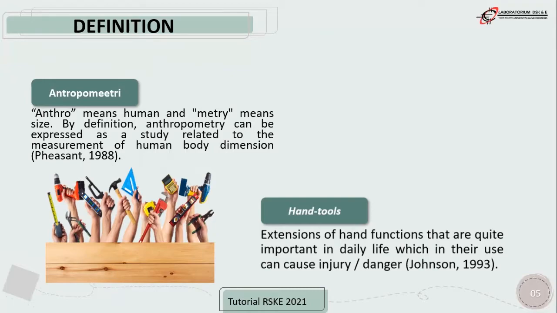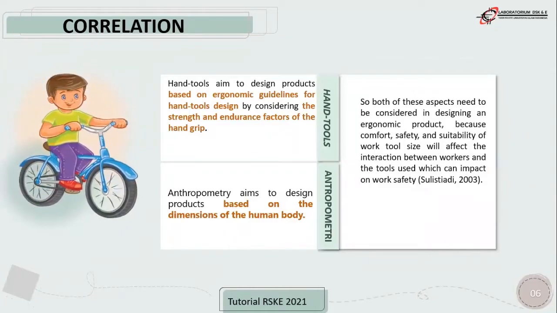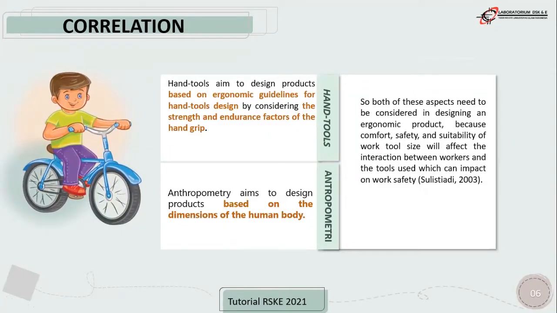So, after that, maybe you are wondering what the correlation is between anthropometry and Handel's design. I hope from this slide you can get the answer from this explanation. Both of these aspects need to be considered in designing an ergonomic product, because comfort, safety, and suitability of work tool size will affect the interaction between workers and the tools used, which can impact work safety.